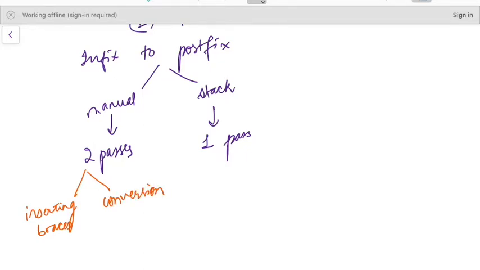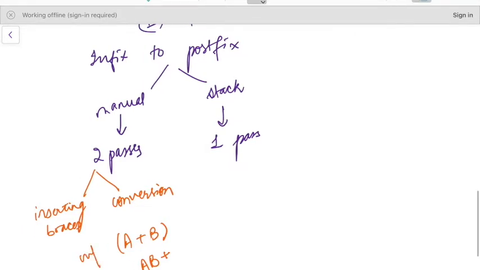we can directly convert. For example, if there is an expression like this, which is inside a parenthesis, what we do is just write the operands and then the operator afterwards. So this becomes a postfix expression. But this placement of the parenthesis requires a single pass. So this takes two passes, and using the stack we have one pass.